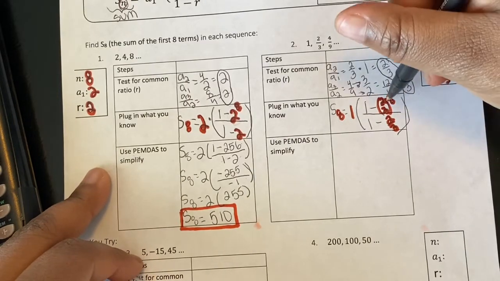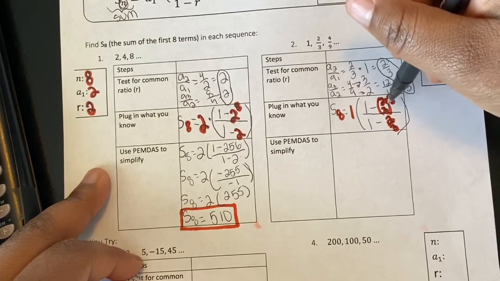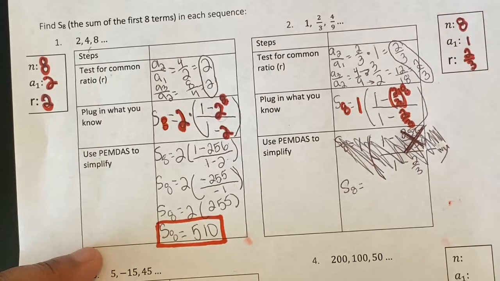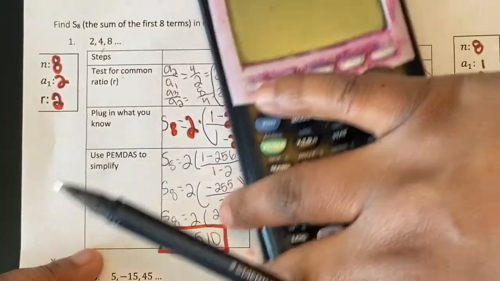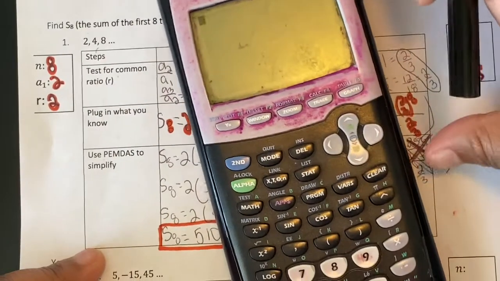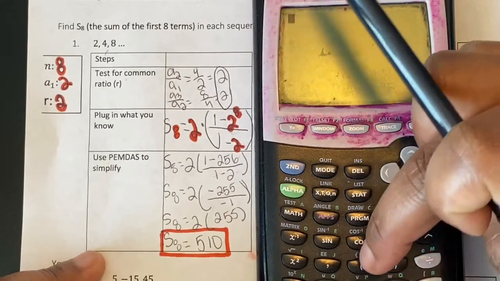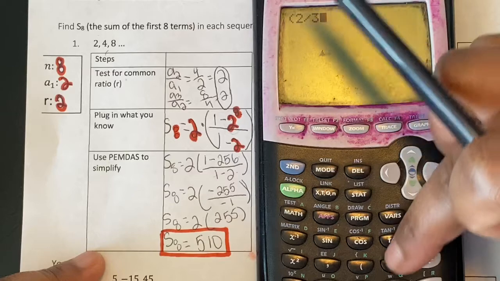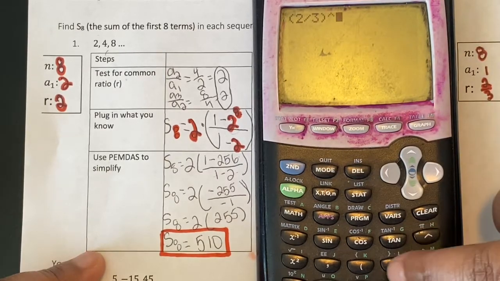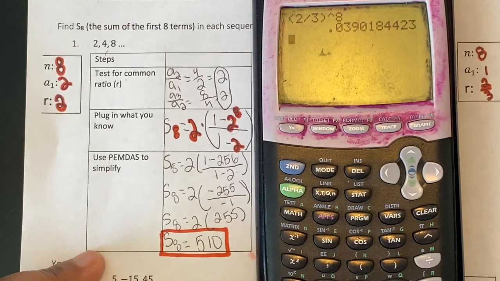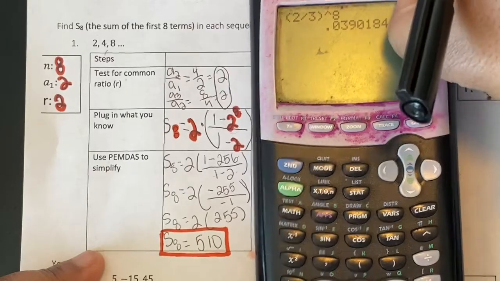Now I can simplify. First, I'm going to do my parentheses, and within the parentheses, I'm going to do my exponent. So I'm going to do my 2/3 raised to the 8th power. When you do that, always put your fractions in parentheses, just like that. It's going to give you a decimal. I know the decimal is big, but usually when I give problems, I never make the decimals too big. So just write out the decimal, and I'm going to write that out slowly.